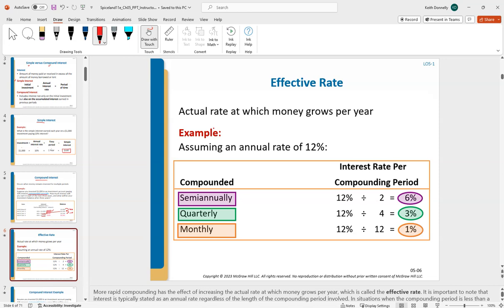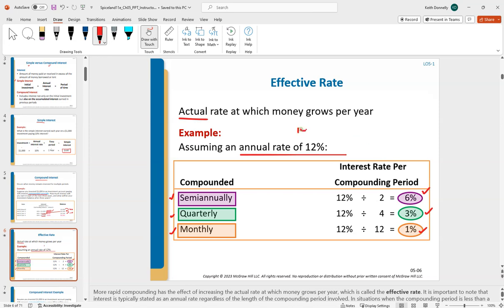The effective rate is the actual rate that's in play. There are a few things to be aware of here. Assume an annual rate, based on a year, of 12%. If we were to express that semi-annually, 2 times a year, 12 divided by 2 is 6% per period. If it's quarterly, 4 quarters in a year, it's 3% per period. Monthly, 12 months in a year, 1%.